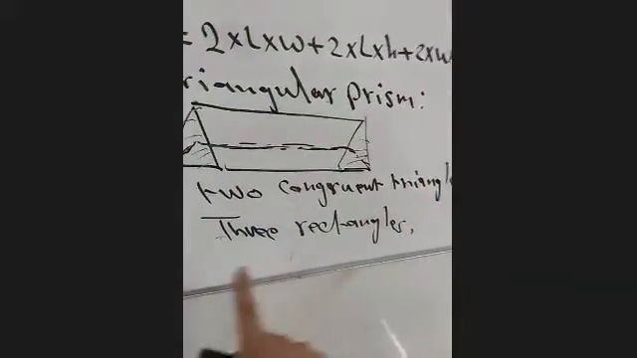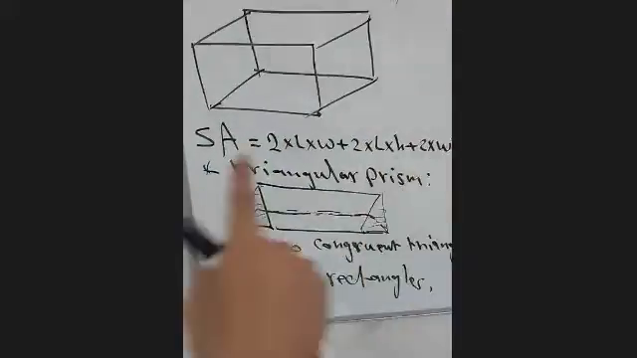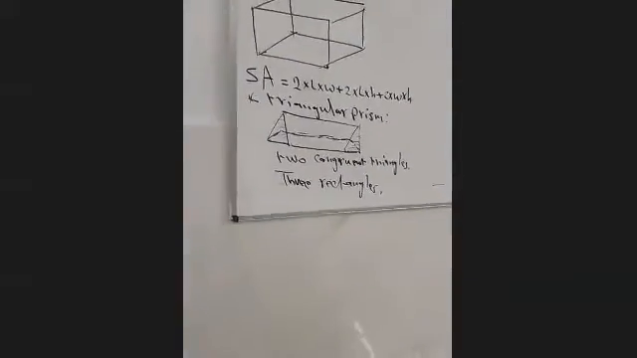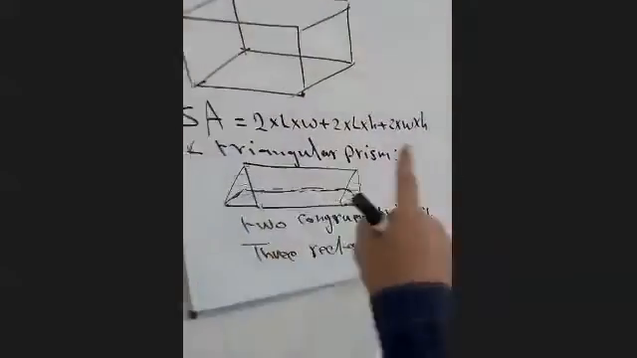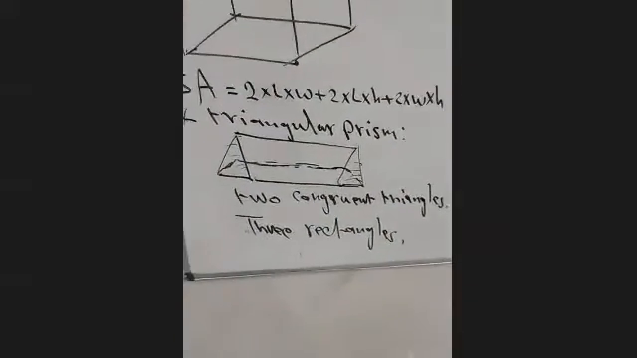2 triangles and the 3 rectangles. Then we add the areas together. It has no formula like this one. So let's find the surface area for some triangular prisms, and I will start with example 1.